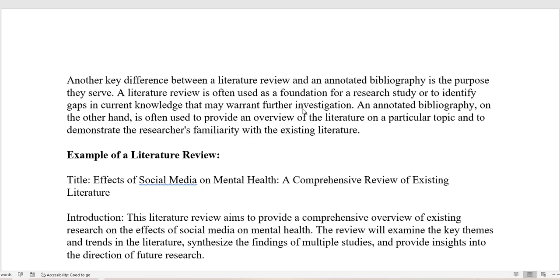And you've got to prove to him you read all these articles. Whereas an annotated bibliography, on the other hand, is often used to provide an overview of the literature on a particular topic and to demonstrate the reader's familiarity with the existing literature.